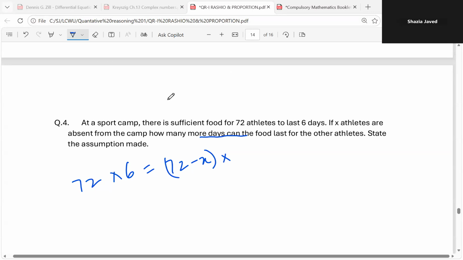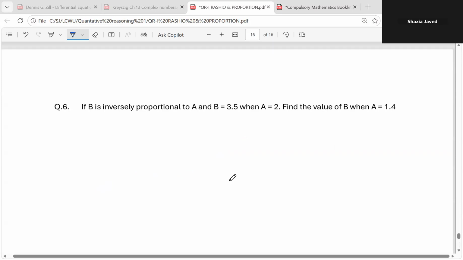Assalamu alaikum. We were doing inverse proportion. I just need to complete this, and only a few questions are left. I think only 3 questions are left, so I need to finish it.